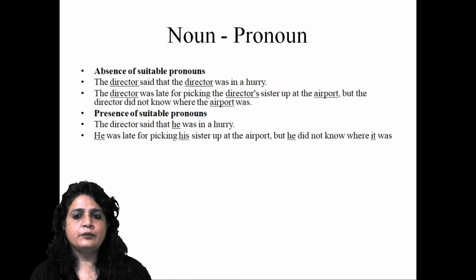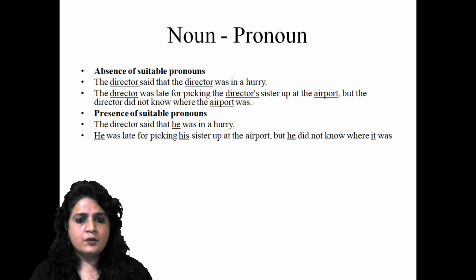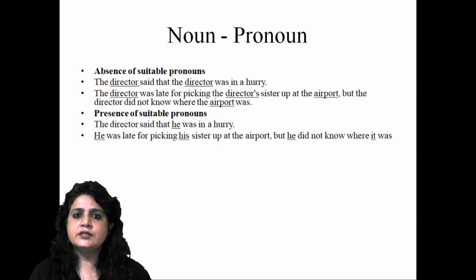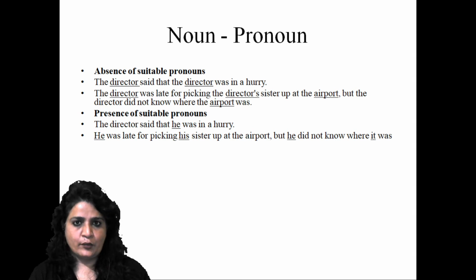Now, look at the way the pronoun brings clarity in these two sentences. The first says the director said that he was in a hurry. "He" is going to bring clarity about who this man is. The man is the director. He was late for picking his sister up at the airport, but he did not know where it was. "It" is referring to the airport. So the pronoun "it" is referring to the airport.